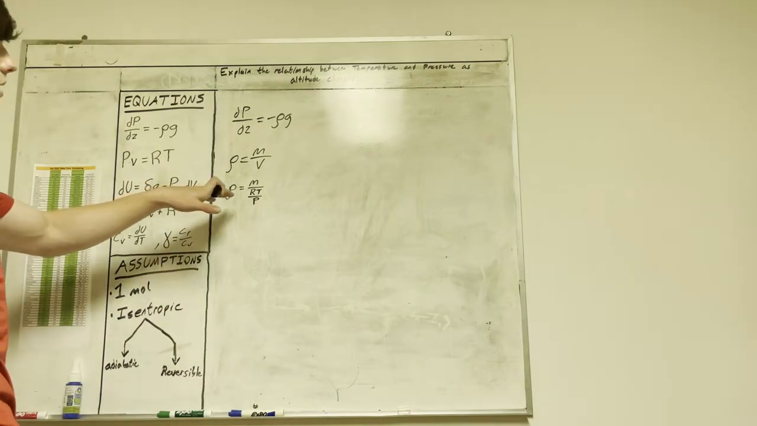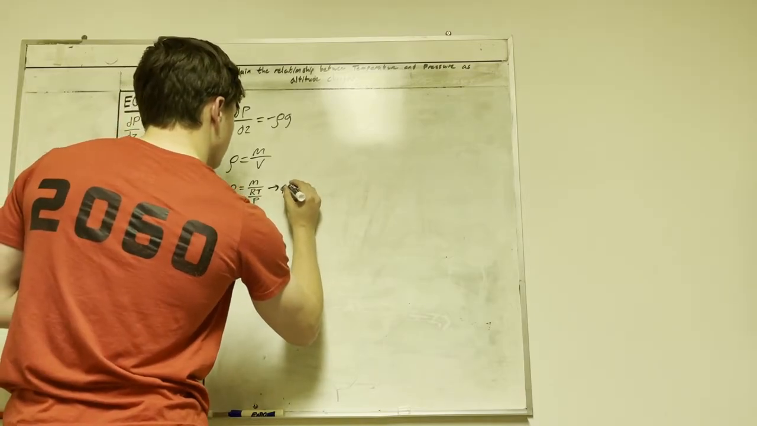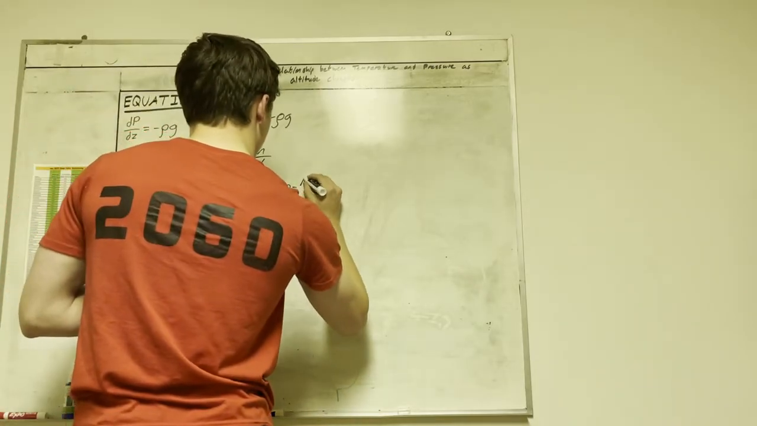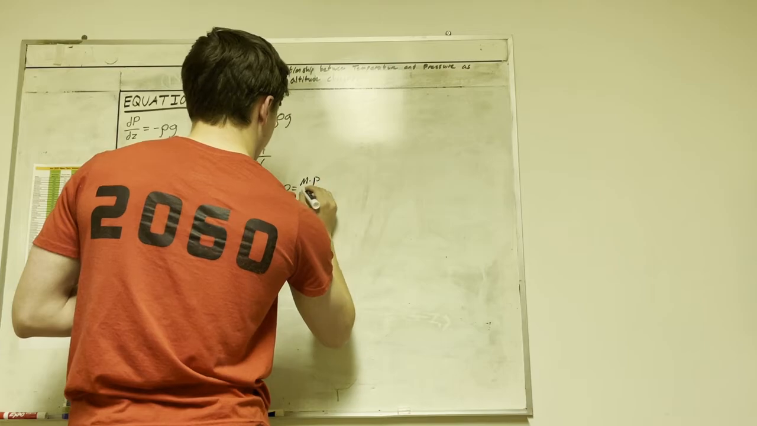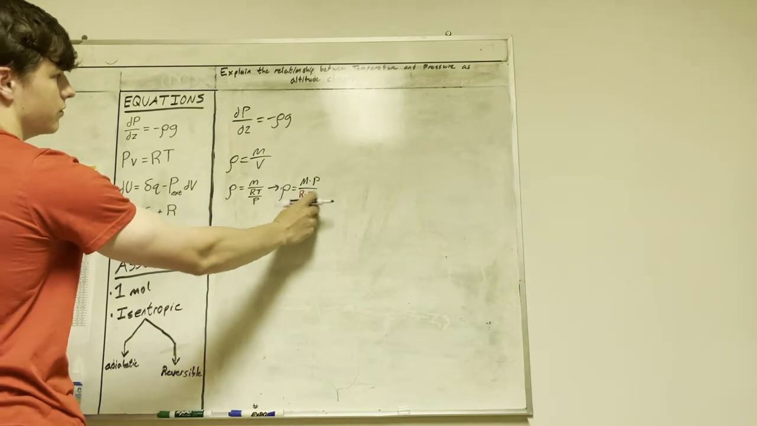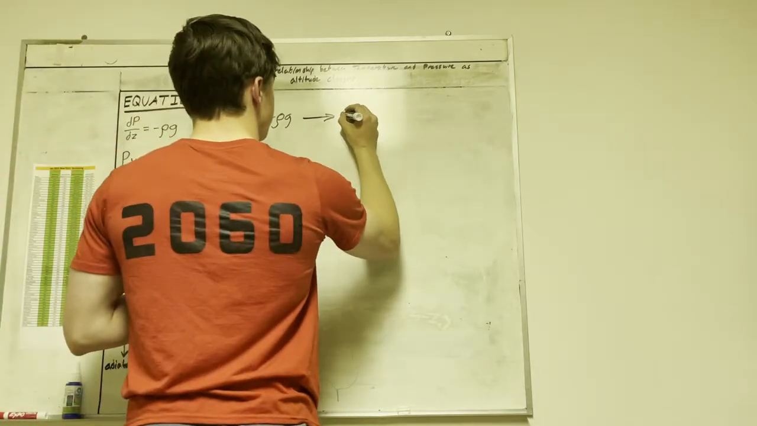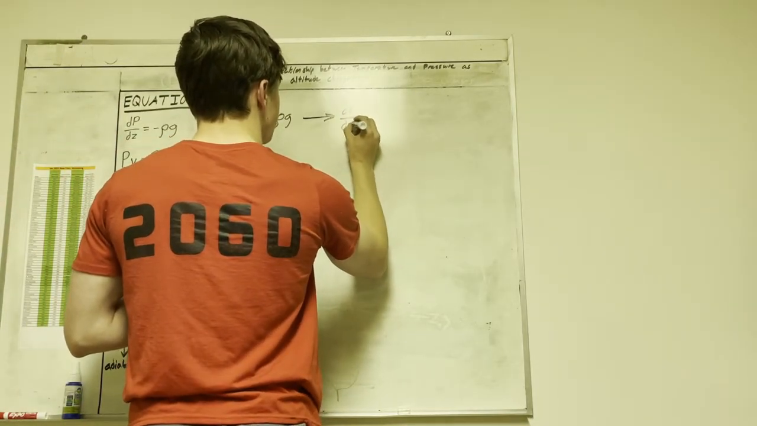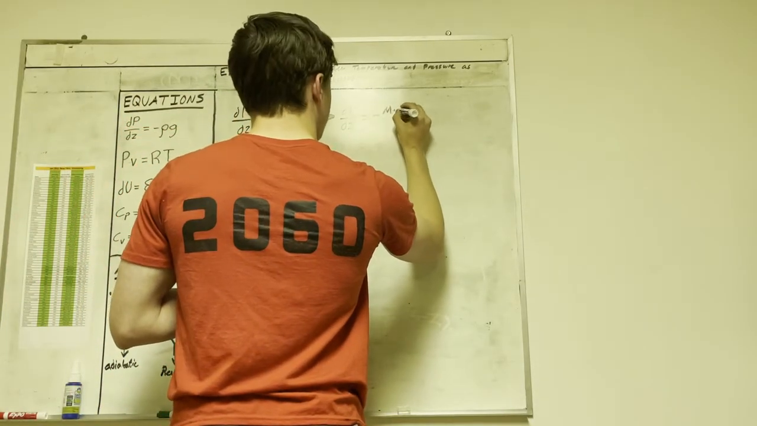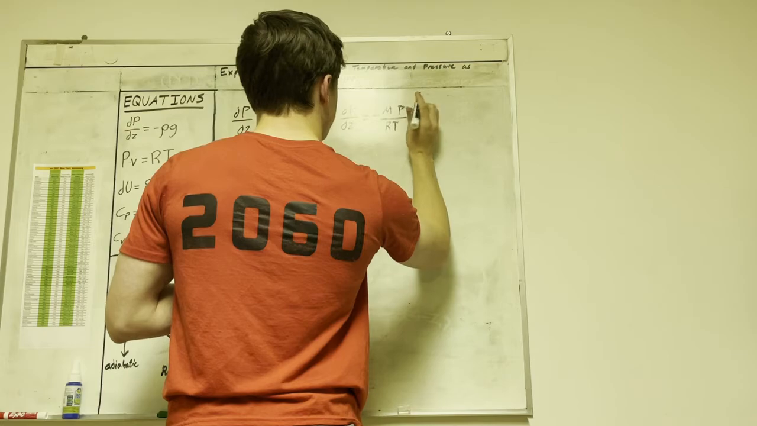And then we're going to also use the molar mass to get the mass. So from this we can get rho is equal to the molar mass times the pressure divided by the gas constant R times the temperature. So that's what we have. So then we can move that up here. And so dP over dz is equal to negative M times P over RT times g.